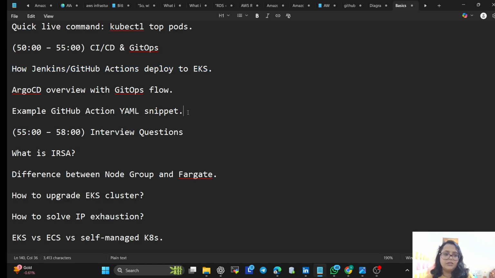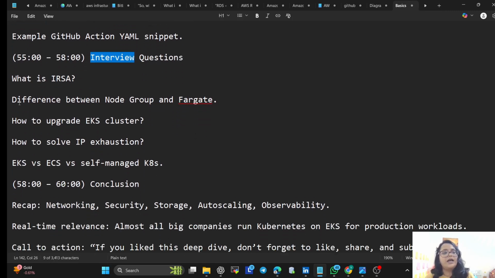Now coming to the interview questions. So which type of question will the interviewer ask in the interview? They will ask the difference between node group and Fargate. So what is IRSA? That is the first question. So IRSA is IAM role for service account. It lets a pod assume an IAM role securely. Difference, node group versus Fargate.